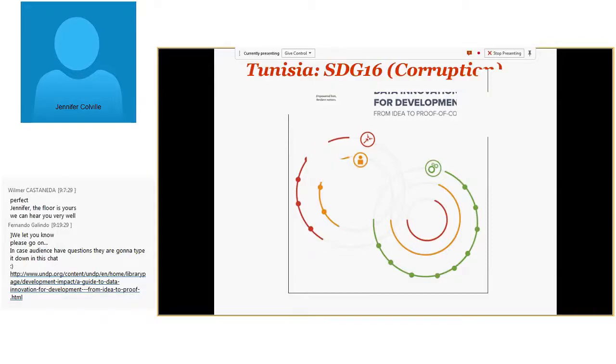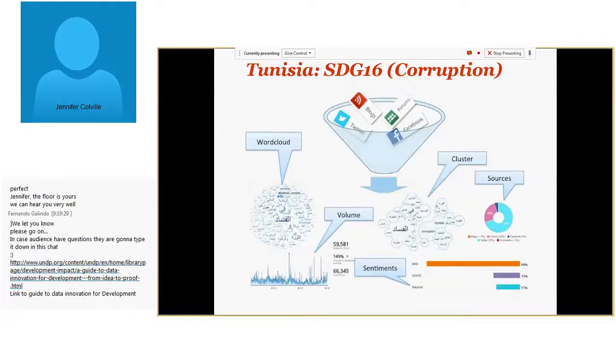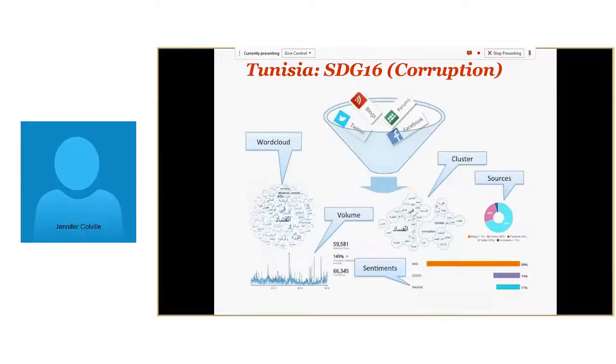The first was Tunisia. Tunisia decided they were going to jump right into SDG 16, forgetting the fact that it's one of the most controversial SDGs. They wanted to look at corruption specifically, which was one of the key drivers of the revolution. They had traditional data collection methods, using household surveys to understand people's perception of the corruption issue.